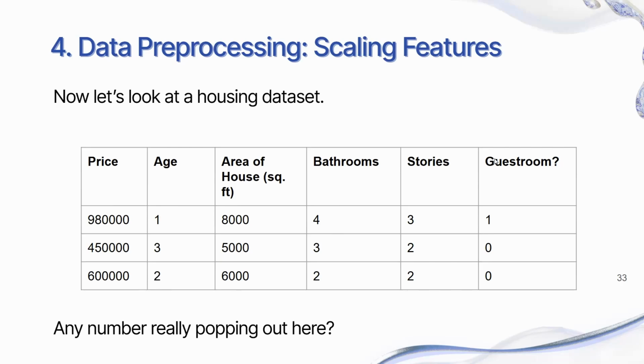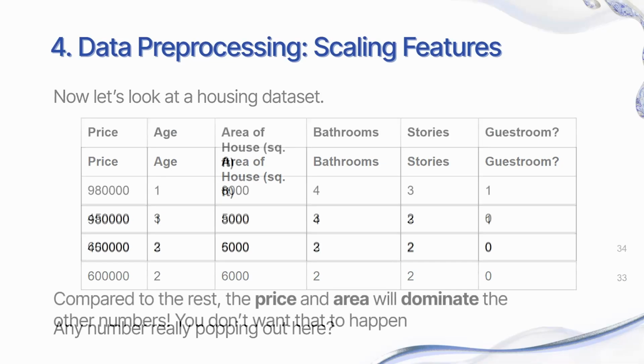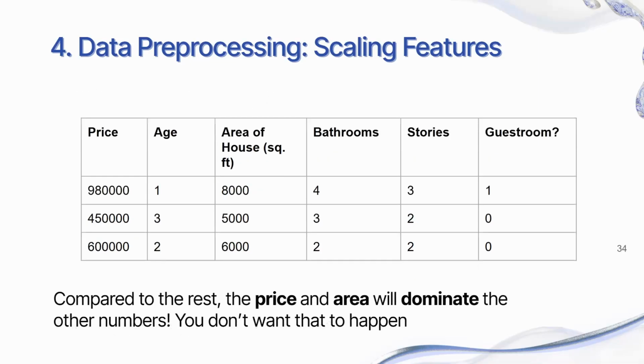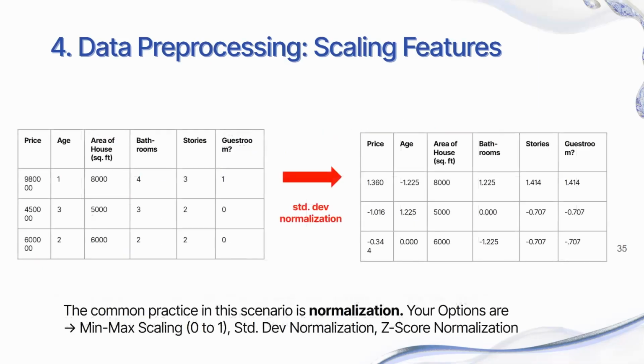Because things like the stories and the guest rooms are all very important to predicting a housing price. The same goes for the area, which is still really big compared to the rest of the points. Any ideas of what you can do here? Yeah, normalize the data sets. There are many ways to normalize it.